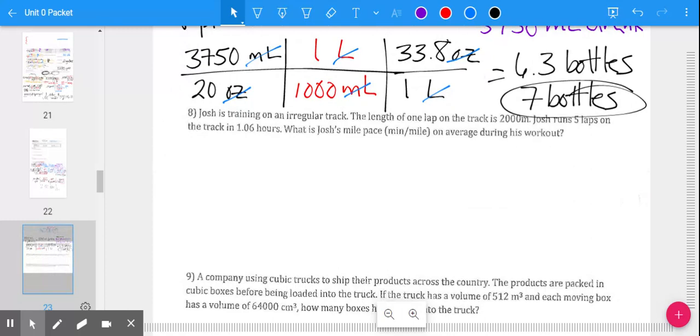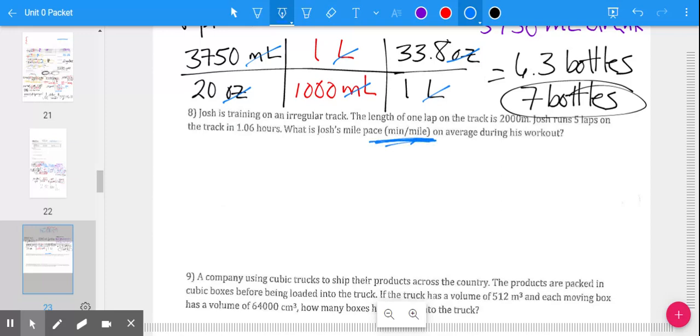All right, our next one. Josh is training on an irregular track. The length of 1 lap around the track is 2,000 meters. Josh runs 5 laps on the track in 1.06 hours. What is Josh's mile pace, miles per minute or minutes per mile, on average during his workout? So we need to have minutes per mile in the end.